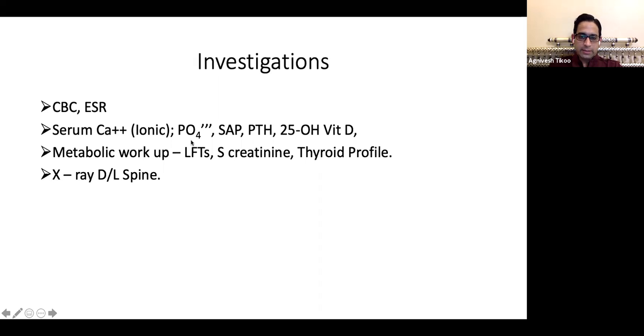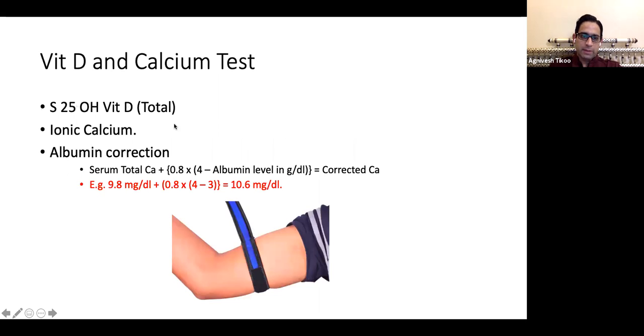I'll show you that in some time. Look for phosphorus. Sorry, this is a typing error. It's not PO4, it's phosphorus. It's serum alkaline phosphatase, parathyroid hormone, and vitamin D. Metabolic workup, also look for SGOT-PT, creatinine for kidney diseases, thyroid profile, and a spine X-ray to sort of understand if there are already fractures happening.